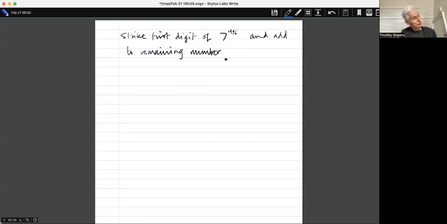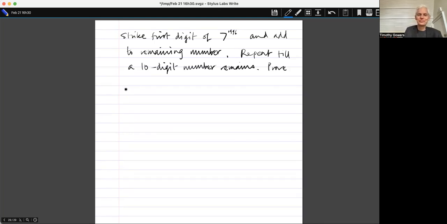This is repeated until a number with 10 digits remains. That's quite funny. To a 10-digit number. I wasn't expecting that, I must say. Normally it'd be 1 digit or something. Prove that this number has 2 equal digits. Oh, that's cool. But I think I've seen how to do it, actually.